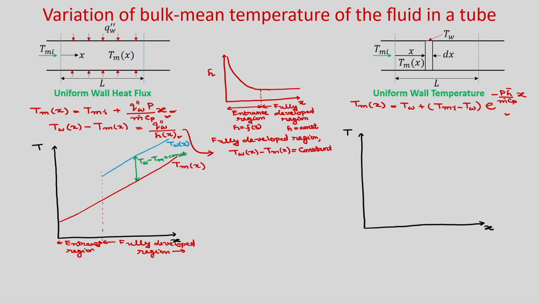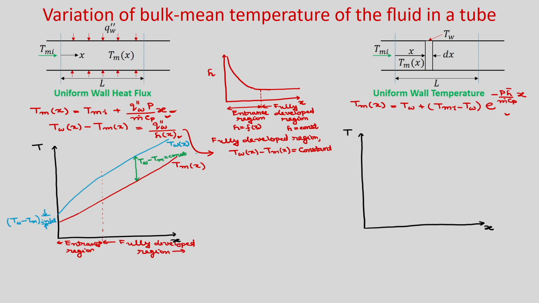However, in your entrance region, okay, there will be variation. So, it may vary like this, okay, and this is your temperature difference T w minus T m at inlet, okay. So, this is the temperature variation. So, you can see that this T w will vary linearly in the fully developed region, so that T w minus T m will remain constant.